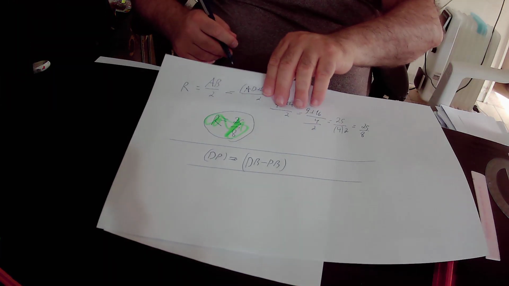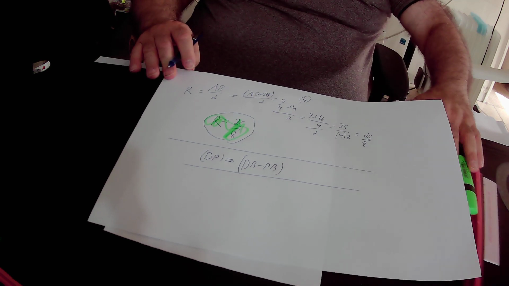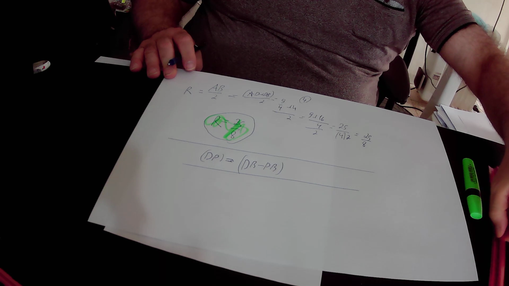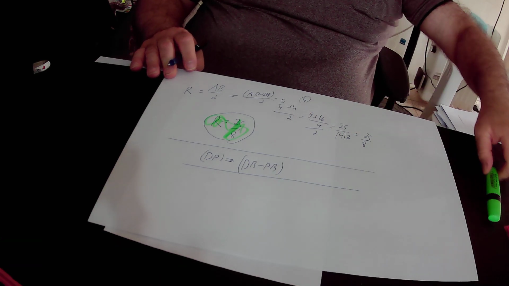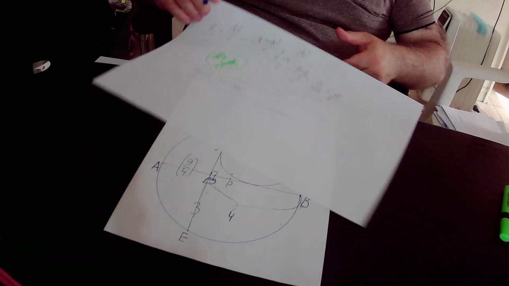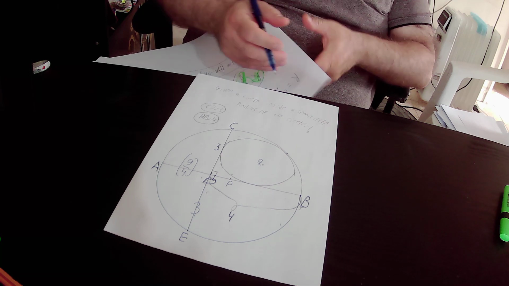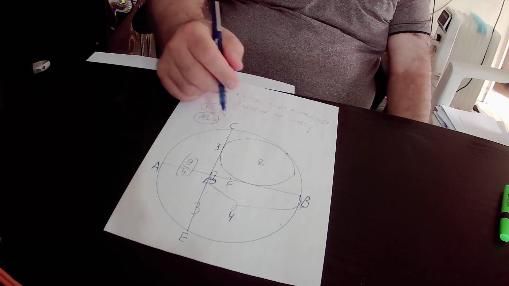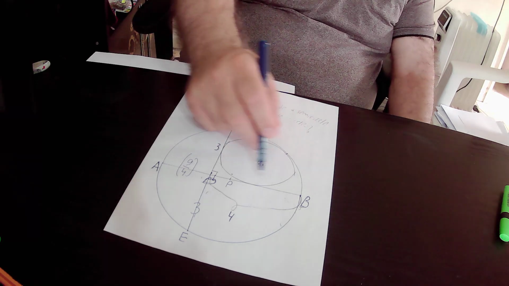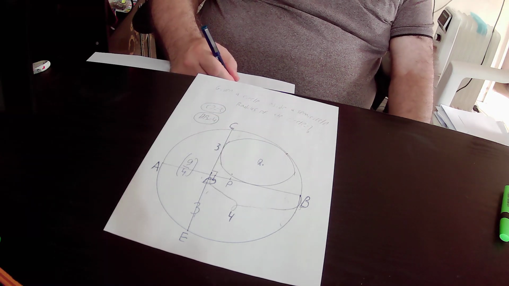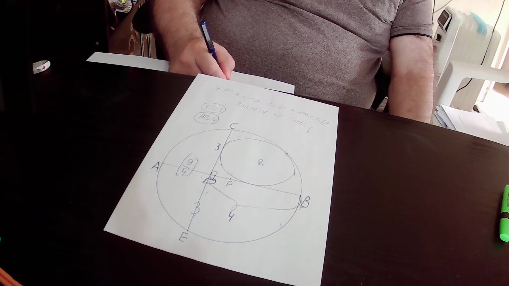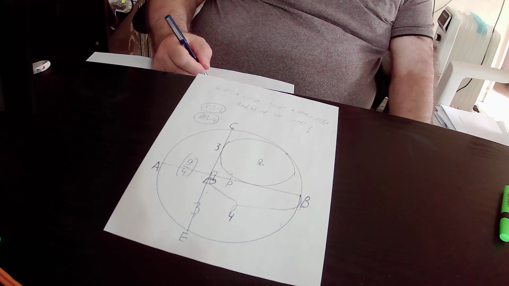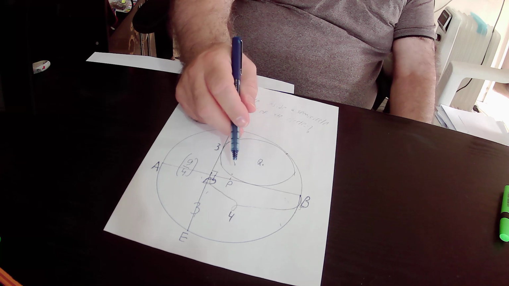I'll repeat again. The short line segment DP is equal in length to DB minus PB. Here, DB equals 4 units according to what is given in the question, so we'll substitute DB by 4. And what is the length of line segment PB?